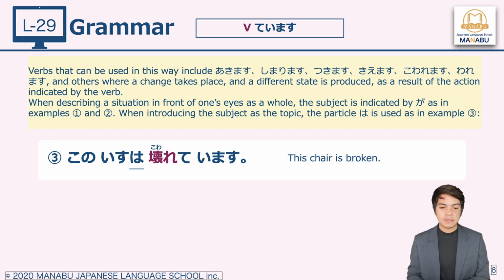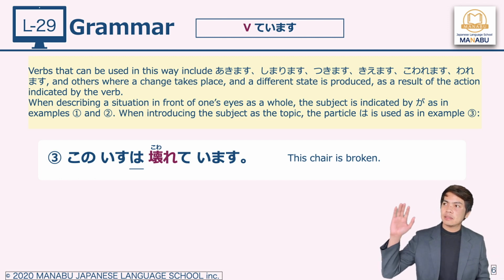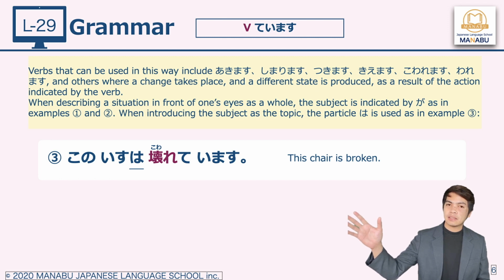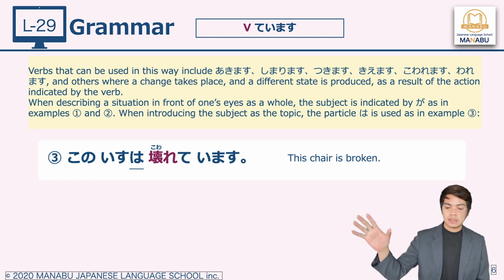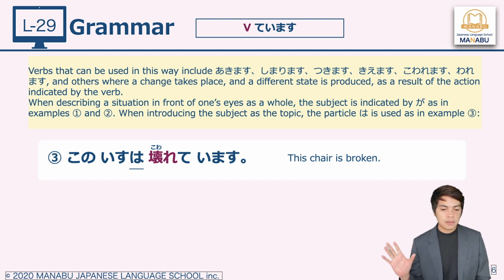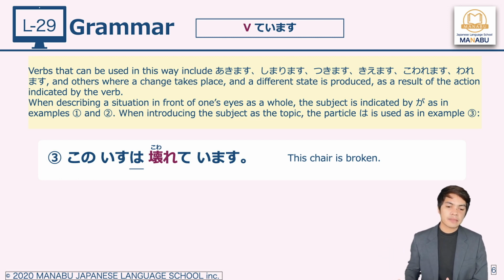So, in our previous examples, example 1 and number 2, we saw that, oh, the window is broken. So, describing a situation in front of one's eyes as a whole. Now, talking about a subject, just like kono isu wa, this chair. So, talking about this chair, you will use the particle wa to make the subject the topic of the sentence. Kono isu wa kowarete imasu.